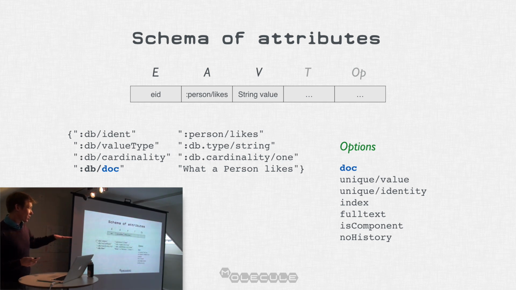And there's this component, which is a cool option which tells that if you have a cardinality many reference to other entities, like if you have an order with line items, if you define the order attribute as cardinality many with component, then that order owns the line item. So if you delete the order or retract the order, then you also automatically retract all the sub-components, which is a really cool feature.